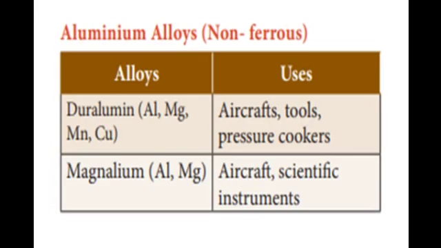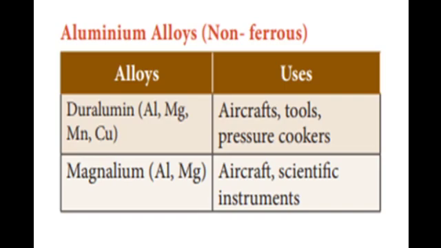Then aluminium alloy. This is a non-ferrous alloy. Duralumin is a mixture of aluminium, magnesium, manganese and copper. What are the uses of duralumin? To make aircraft, tools and pressure cookers.